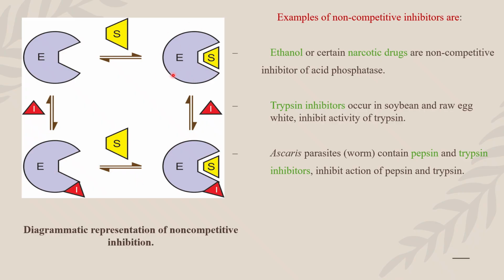Either it can bind to this ES complex or it can bind to the enzyme. Both become impaired, leading to the production of product. Examples of non-competitive inhibitors are ethanol or certain narcotic drugs, which are non-competitive inhibitors of acid phosphatase. Then trypsin inhibitor occurs in soybean, and raw egg white inhibits the activity of trypsin. Then Ascaris parasite contains pepsin and trypsin inhibitors, and they inhibit the action of pepsin and trypsin.